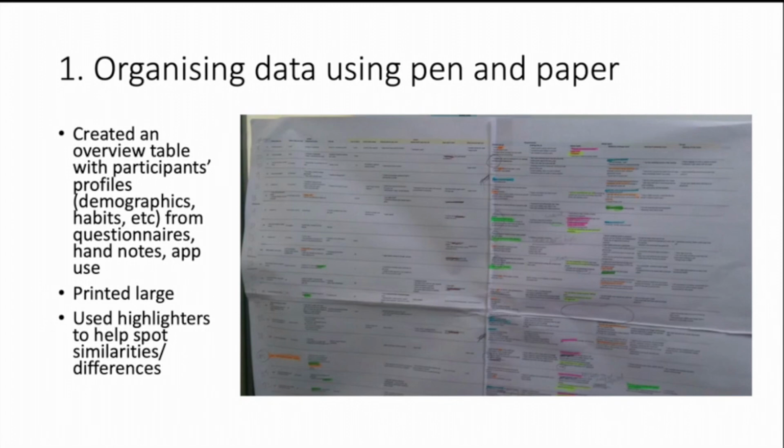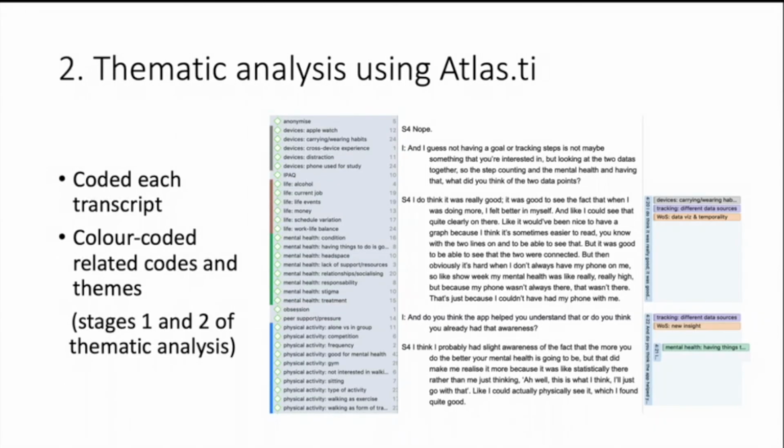So I printed it off, and these are 4 A4 pages that I stuck together onto my wall, and then used pen and paper and color-coded highlights to bring to the forefront similarities and differences between different participants. This helped me gather a general sense of who the different participants were at a very high level.